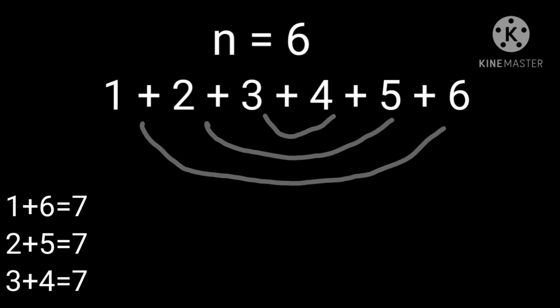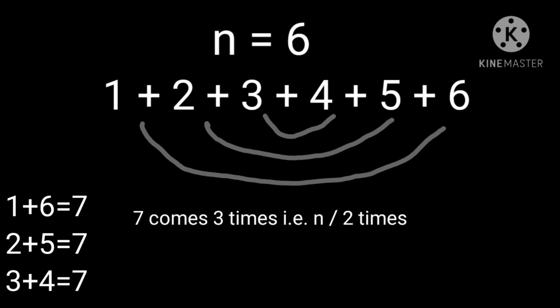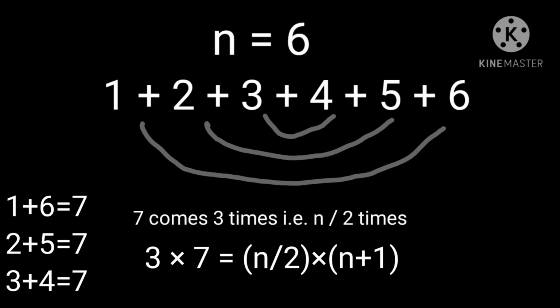2 plus 5 also gives the answer 7, and 3 plus 4 also gives the answer 7. That means we are doing the addition of 7, 3 times. We can clearly see that 3 is nothing but 6 by 2, and 7 is 6 plus 1. If we update 6 with n, we will get the formula as n by 2 into n plus 1.